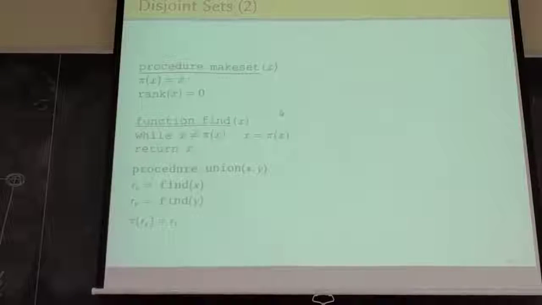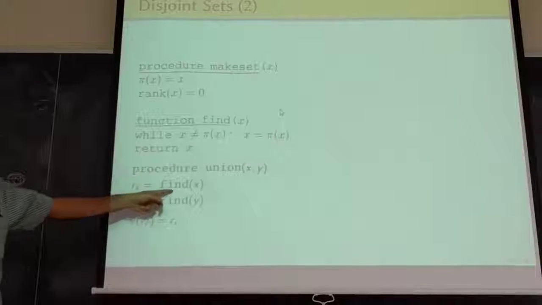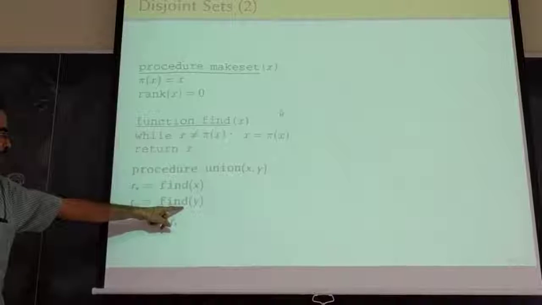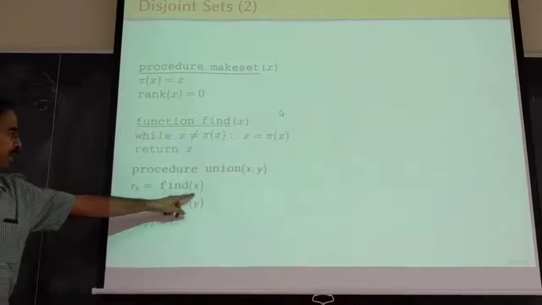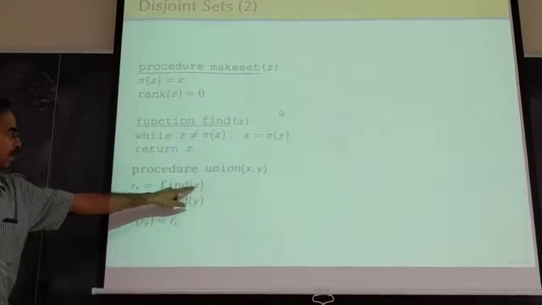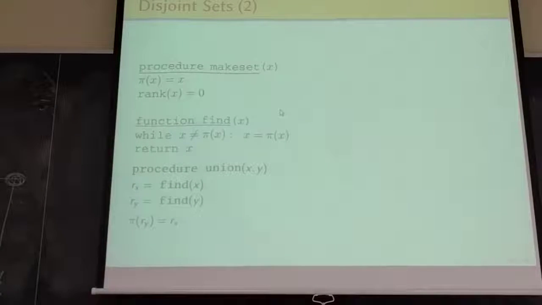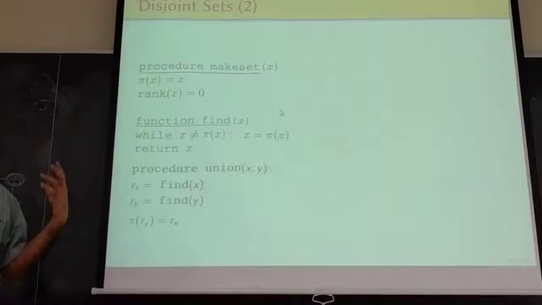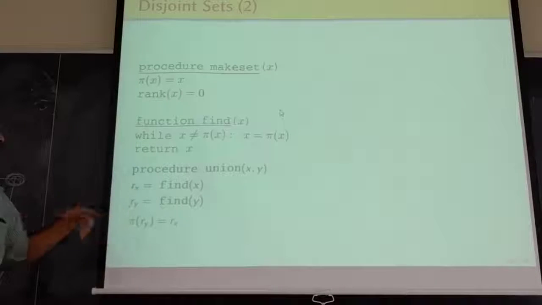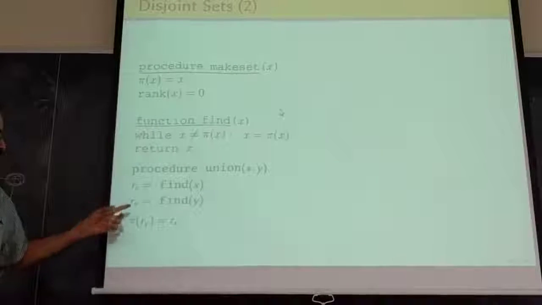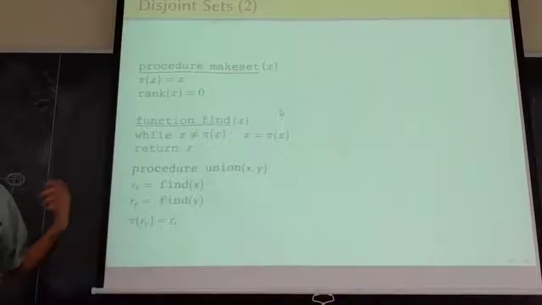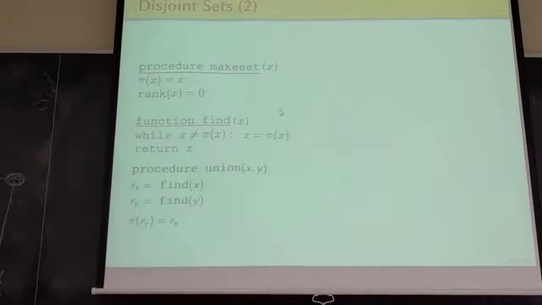This is captured here. You find the root of x, you find the root of y. So you are given two sets, union x and y. You find their roots, and then you set one to be the parent of the other. So when you started out, the set containing X was an inverted tree, the set containing Y was an inverted tree. Now you put an edge between them, therefore everybody is connected, so they're all part of the same set.